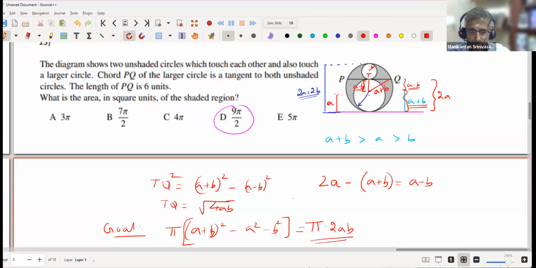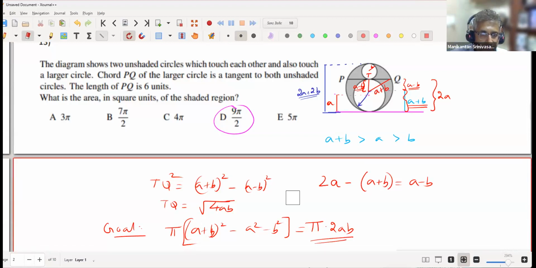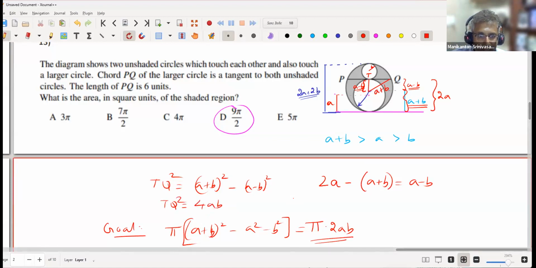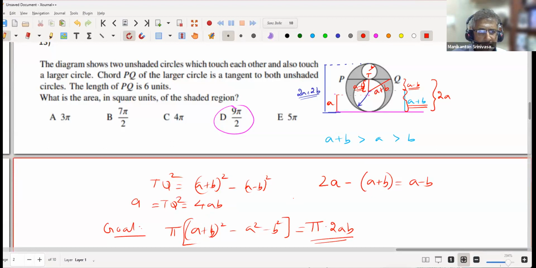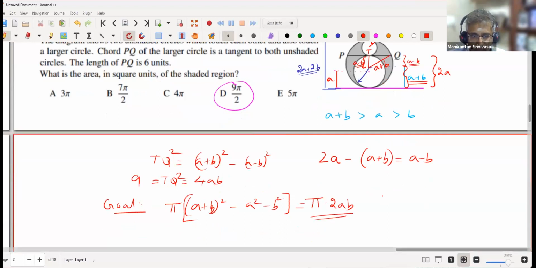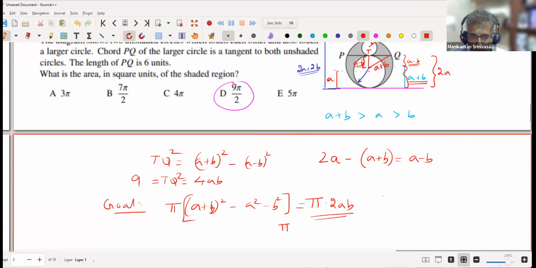So we know that, in fact, I'll just keep TQ square. TQ square is 4AB and TQ is about half of 6, right? Which is 3. So TQ is 3. Therefore, TQ square is 9. So 9 is 4AB. Therefore, AB is 9 by 4. I can substitute that here. So pi into 2 into 9 by 4, which is 9 pi by 2.